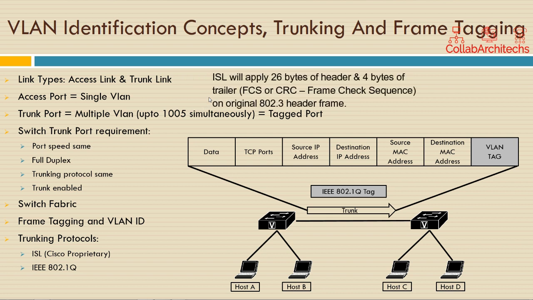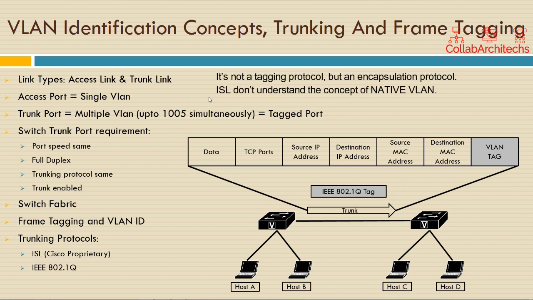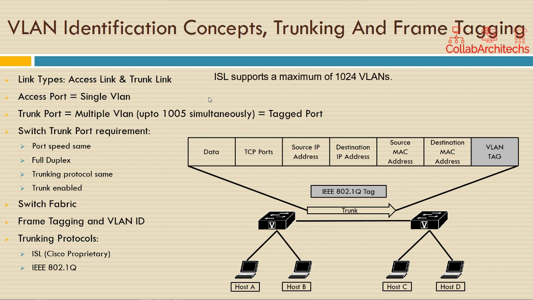ISL will apply 26 bytes of header and 4 bytes of trailer on the original 802.3 frame. The trailer can be FCS or CRC. FCS is frame check sequence. ISL is not a tagging protocol, but an encapsulation protocol. ISL doesn't understand the concept of native VLAN. ISL supports a maximum of 1024 VLANs.